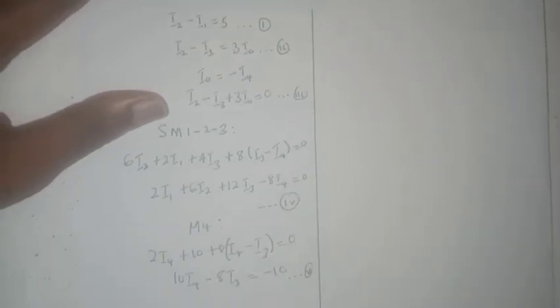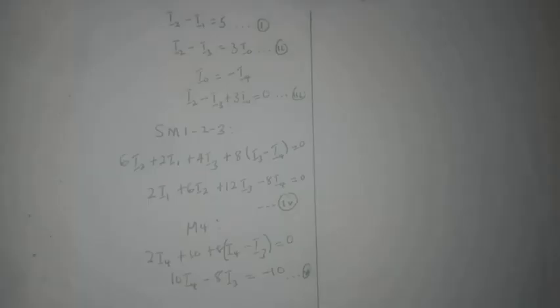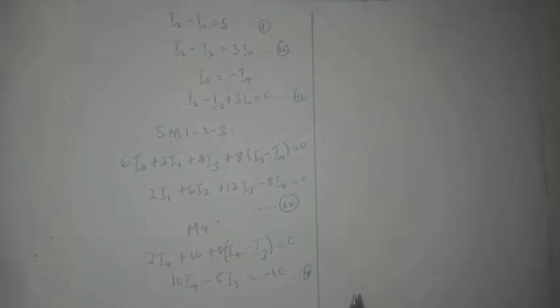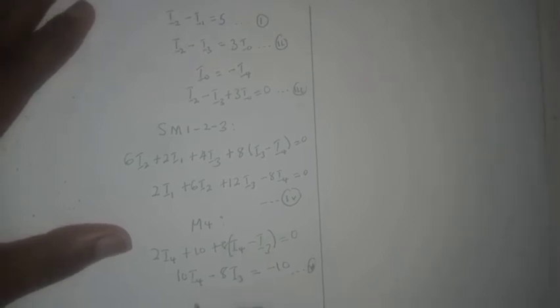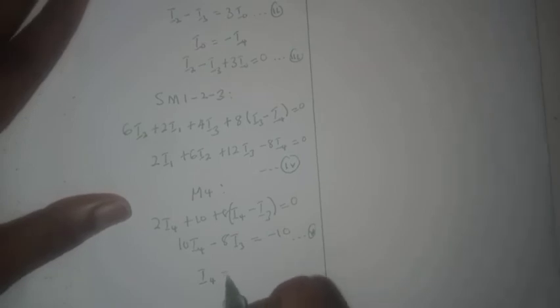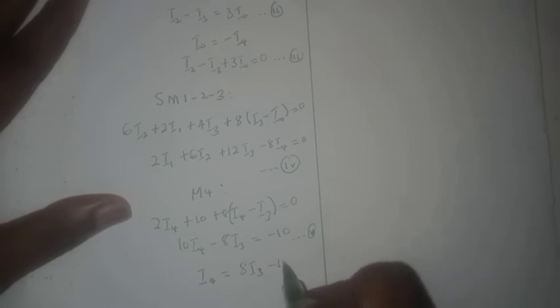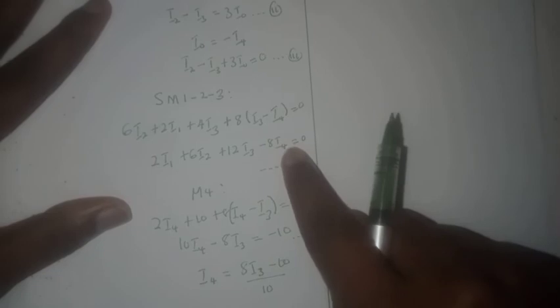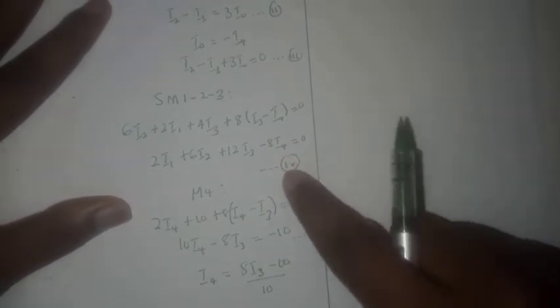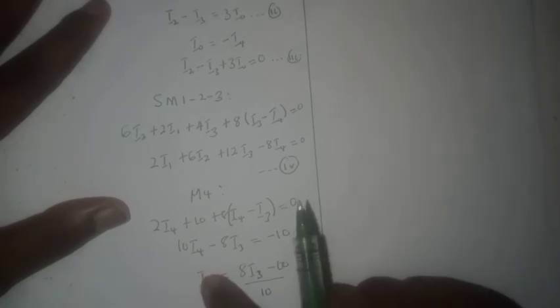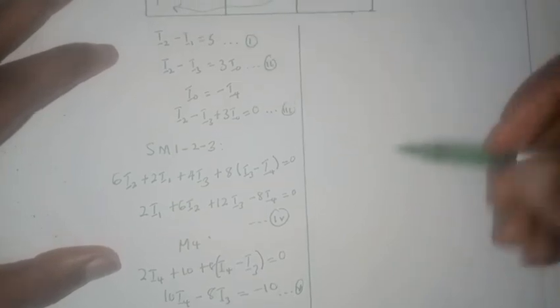Then we can simplify further. In a bid to do that, looking at this equation, we can say that I4 equals 8I3 minus 10 divided by 10. So we can then go ahead and substitute this in the fourth equation, and that would get rid of the I4 current component of the equation. We can then solve it simultaneously with other equations.